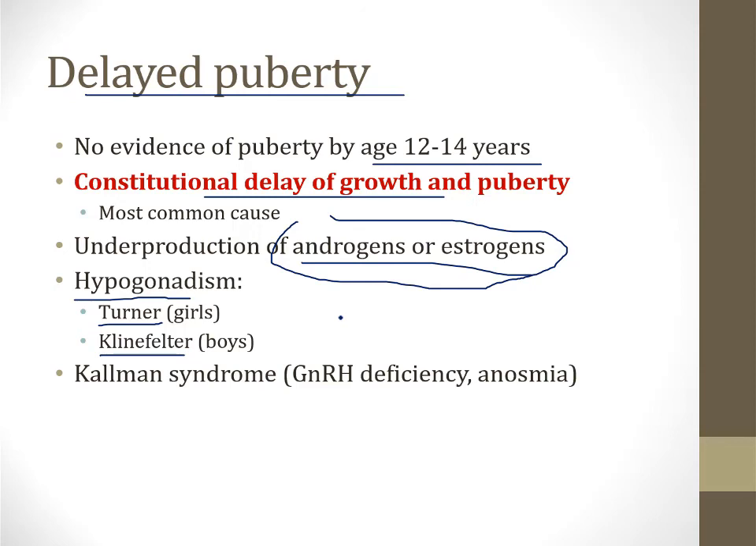And then a rare cause, but one you should know for step 1, is Kallmann syndrome. Children with this syndrome have a GnRH deficiency, so there is limited GnRH coming from the hypothalamus to stimulate the pituitary gland. They also have anosmia, a very unique and unusual feature.